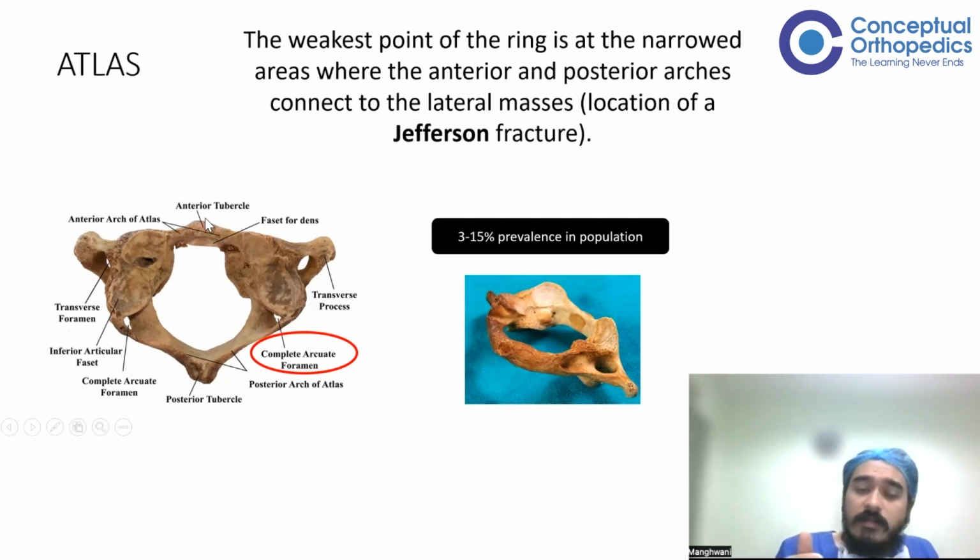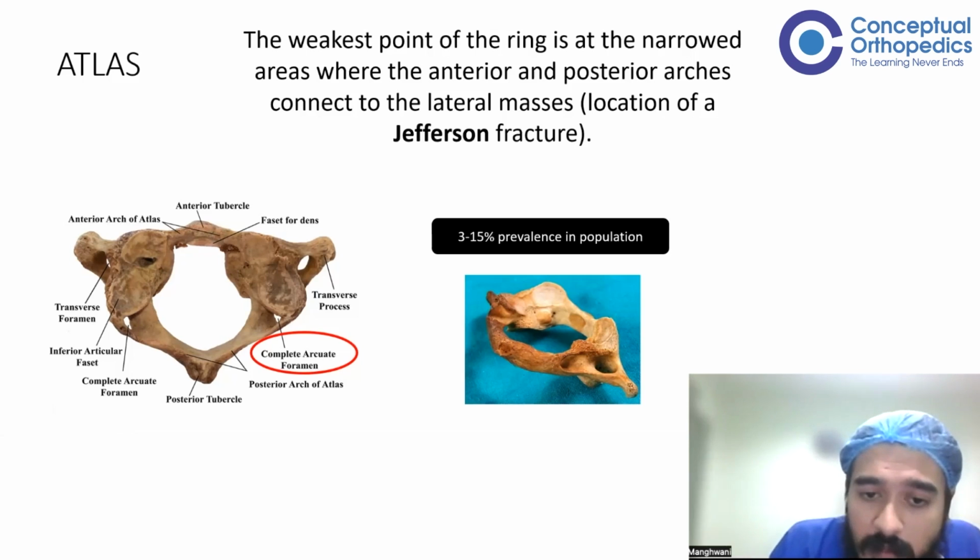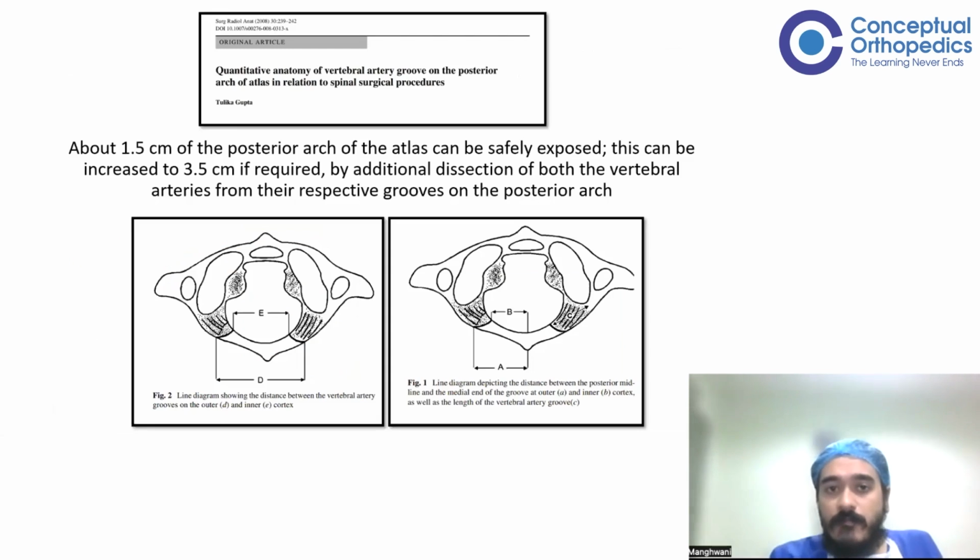The important thing is that they ask you how many tubercles are there in C1. There are two tubercles, the anterior and the posterior tubercle. Transverse process is present. Transverse foramen is also present. There is a facet that is present for the dens, and there is an arcuate foramen. In some patients, the arcuate foramen may be incomplete, and in some it may be absent.